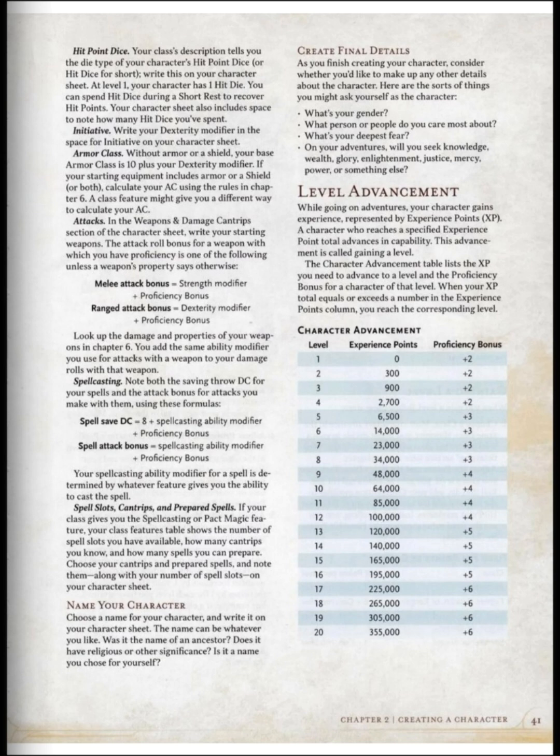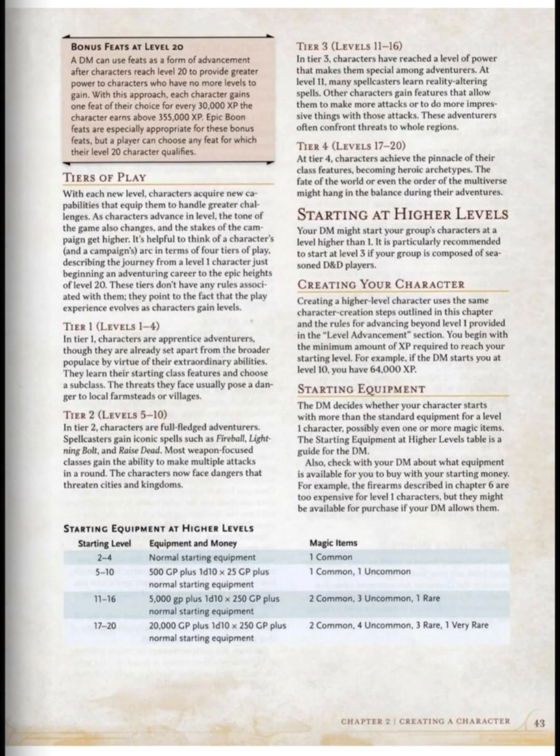Level advancement. While going on adventures, your character gains experience represented by experience points, XP. A character who reaches a specific experience point total advances in capability. This advancement is called gaining a level. The character advancement table lists the experience points you need to advance to a level and the proficiency bonus for a character of that level. When your XP total equals or exceeds the number in the experience points column, you reach the corresponding level.